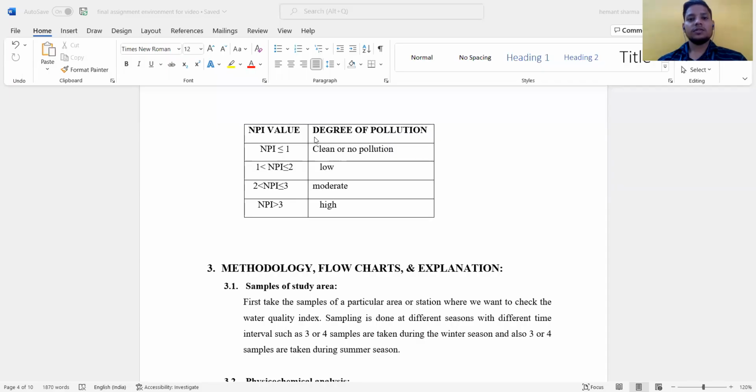This is the table which represents the degree of pollution. If the NPI value is less than or equal to 1, there is no pollution. If the NPI value lies between 1 and 2, that is low pollution, 2 and 3 moderate, and greater than 3 high pollution.